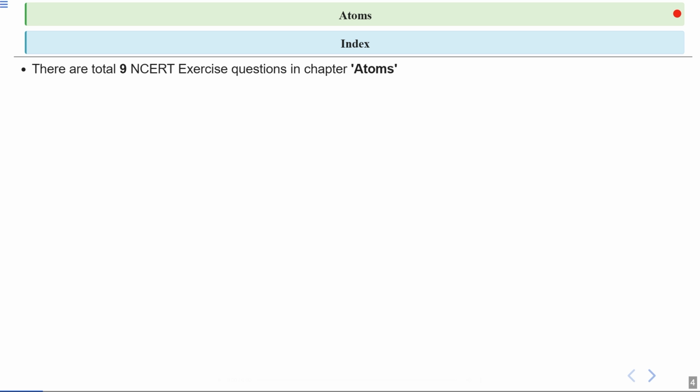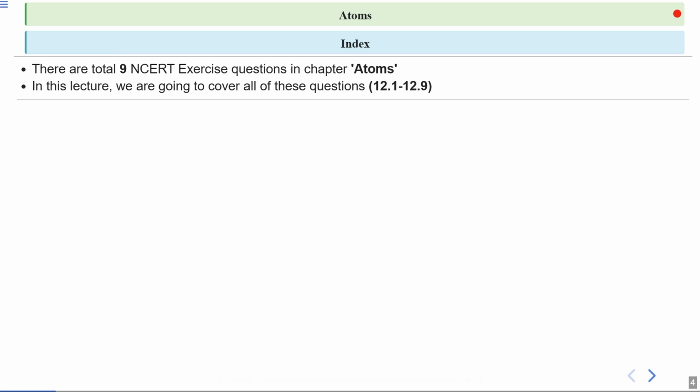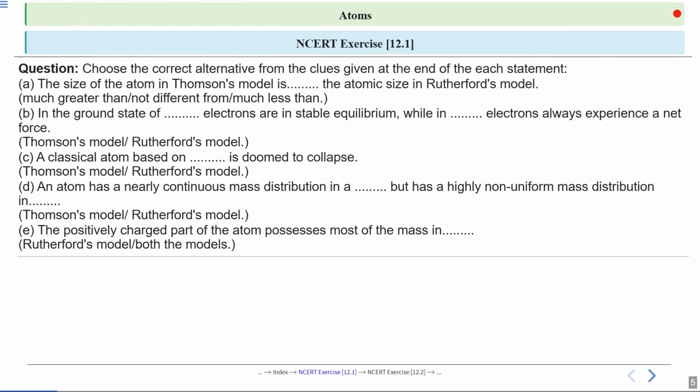Let's see the index of topics that we are going to cover today. There are a total of 9 NCERT exercise questions in chapter Atoms. Now let's focus on what we will be doing today. In this lecture, we are going to go through all of these questions from 12.1 to 12.9.